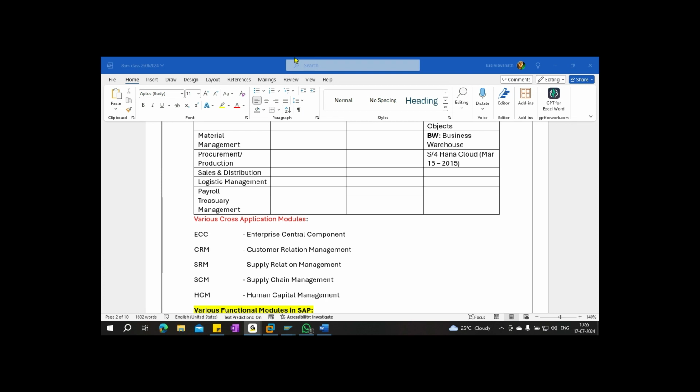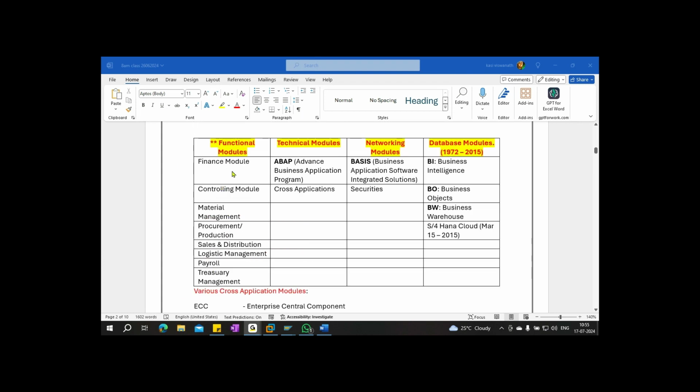Sir, without ECC, can we run CRM, SRM, SCM? No. There is no direct channel. ECC is a common platform. So under ECC, what are the modules we have? Before we discuss the diagram, the modules are finance, controlling, material management, procurement, sales and distribution, logistic management, payroll, and treasury management. Treasury is nothing but banking. As a layman we use the word bank; in SAP, we call it treasury.